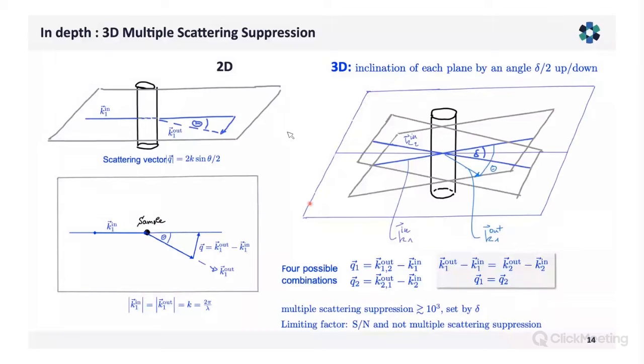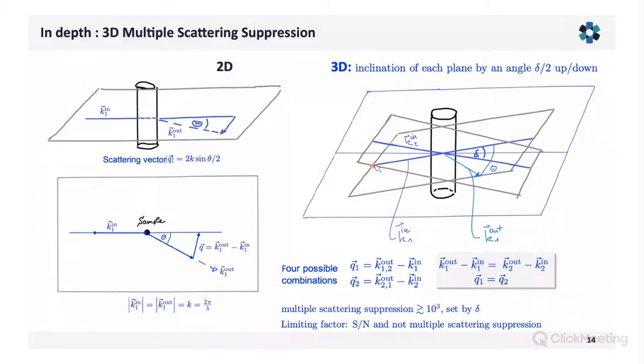Here I've sketched again by hand the traditional standard DLS and SLS geometry. We have the scattering plane that you see here. We have the incident wave vector K1 in, the scattered wave vector K1 out, and the scattering angle. The scattering vector is defined as 2 times the modulus of K times the sine of half of the scattering angle. You can look at the top view, where you see the scattering vector again, and the modulus is the same for the incoming and the scattered wave.